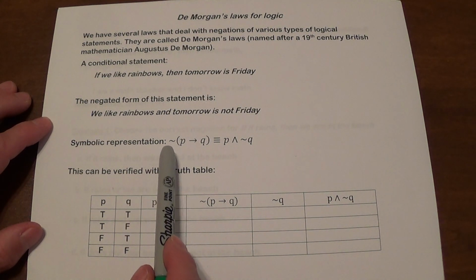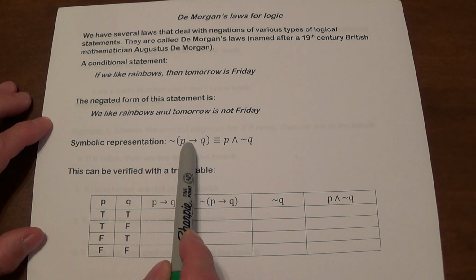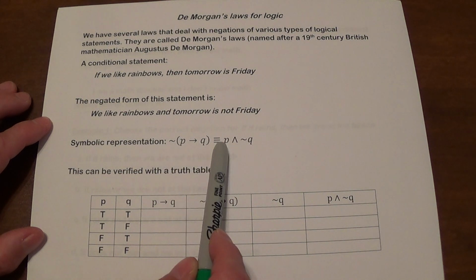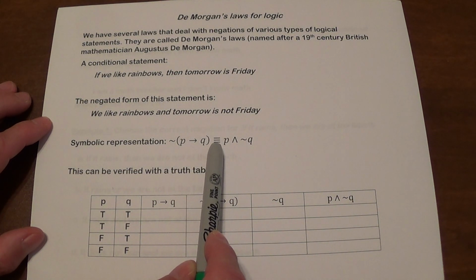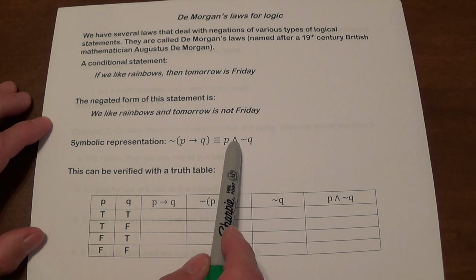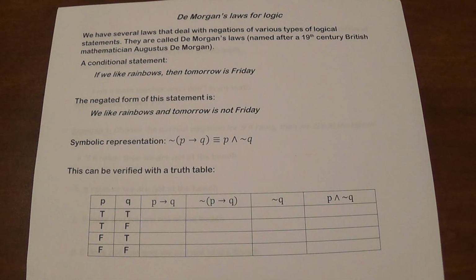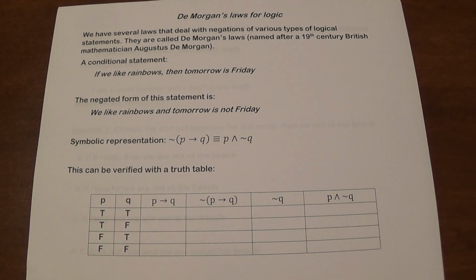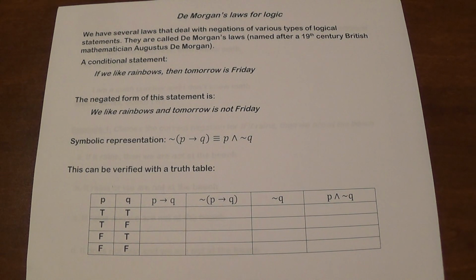Symbolically, this can be written like this. When you're trying to negate a conditional statement, not (P implies Q), this is equivalent, that's the symbol for equivalency, to P and not Q. We want to show with the truth table that they're equivalent.